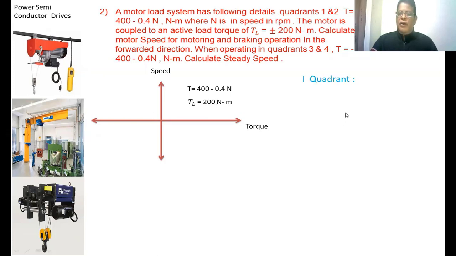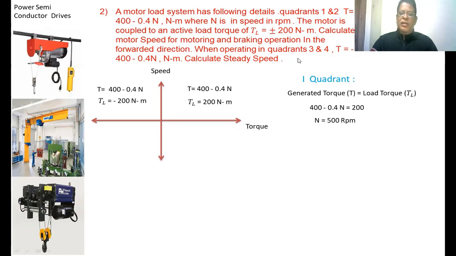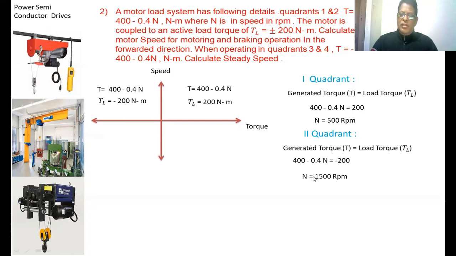In the first quadrant, T equal to 400 minus 0.4 N and TL equal to 200 Newton meter. We know the formula in any quadrant, generator torque equal to the load torque. Now, if we equate these two and find the value of speed, we are getting 500 RPM. In the same manner, in the second quadrant, the torque value is given as 400 minus 0.4 N and TL equal to minus 200 Newton meter, because in the second quadrant the load torque is negative. So again, you are using the same formula, generator torque equal to load torque. Then you equate these two equations and find the value of the speed. You are getting 1500 RPM.